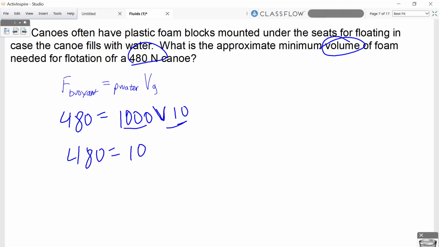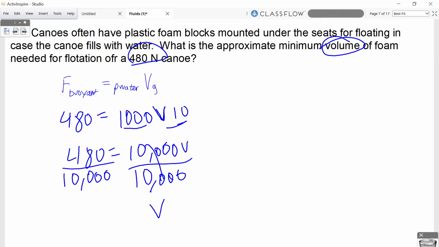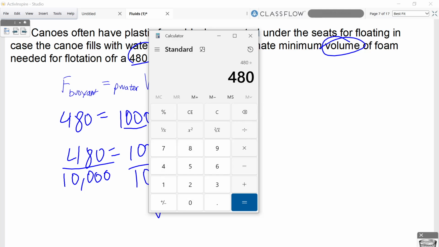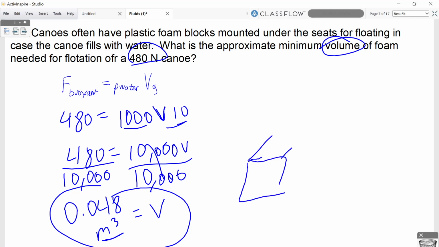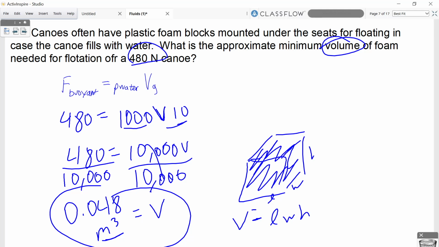1,000 times 10 is 10,000. And we divide. And then we get our volume, which is 0.048. The units for volume are meter cubed. Why is it meter cubed? Because when you have an object and you want to know the stuff inside it, you need the volume, right? You need the length times width times the height. And so there's 3 of them, which is our cubed.